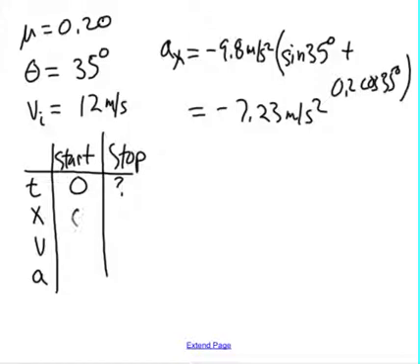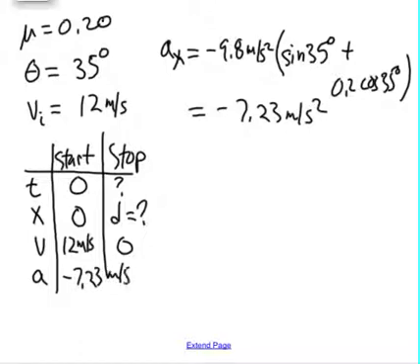We can say the bottom of the incline, we'll put our origin there. We'll call that x equals 0. What we want to find out is where does it end up stopping, and that's our unknown. Velocity to start out with is our 12 meters per second, and when it stops, its velocity is 0. The acceleration is a constant, minus 7.23 meters per second squared throughout the motion.